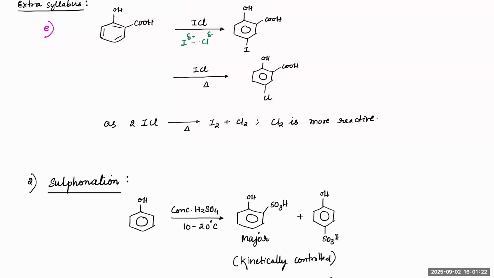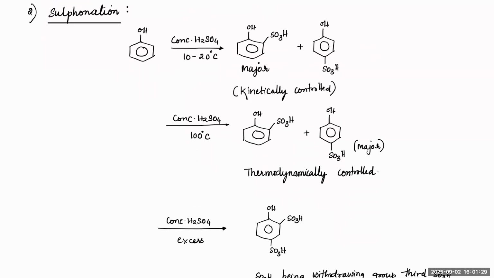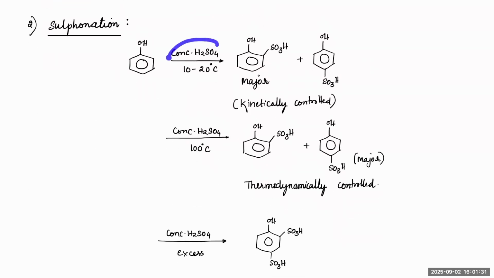Next. This is not essential. I'm skipping this, okay? It's not required. Next, sulfonation. If you react with concentrated H2SO4, you will get substitution at either the ortho or para position. Usually, if you operate at a lower temperature, then the major product is always the ortho substituted one. And this is called a kinetically controlled reaction.